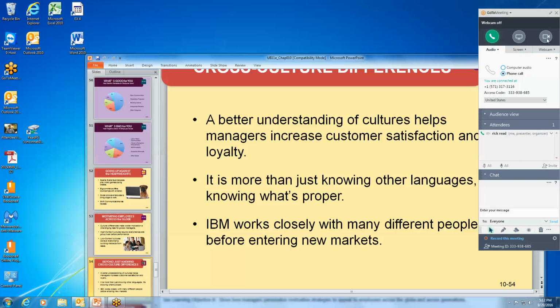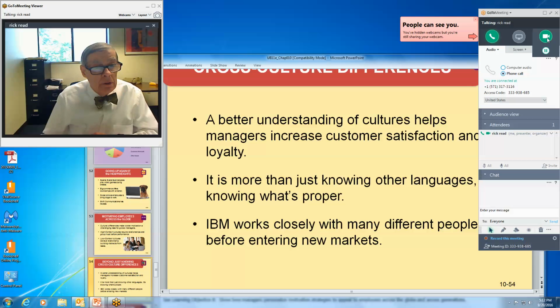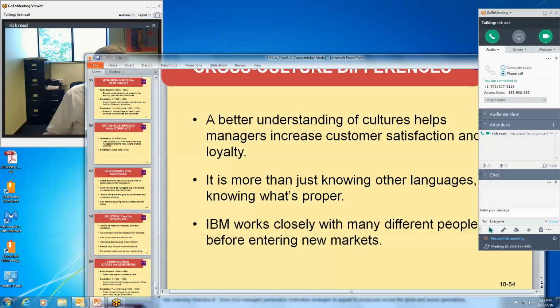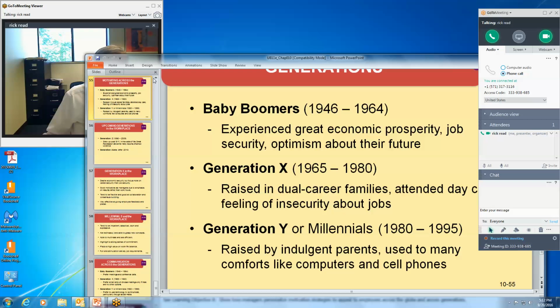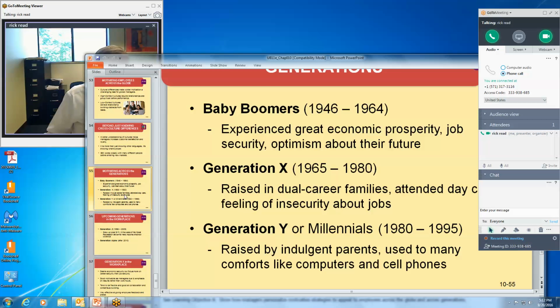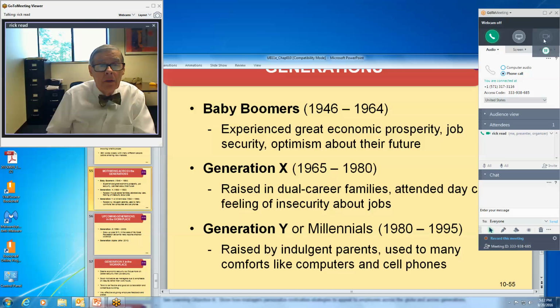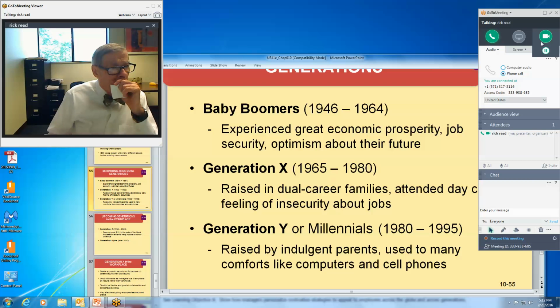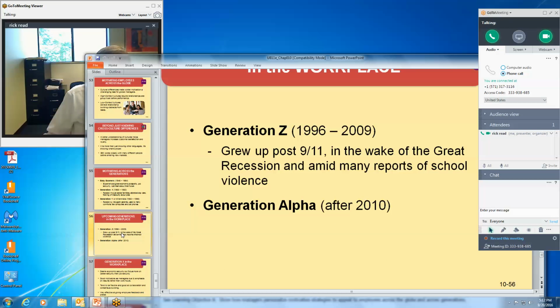This just goes on to saying a better understanding of culture is really imperative, especially in today's workforce, since we do so much globalization. This is how people from other generations think, what their thought processes are, etc. And other different generations.